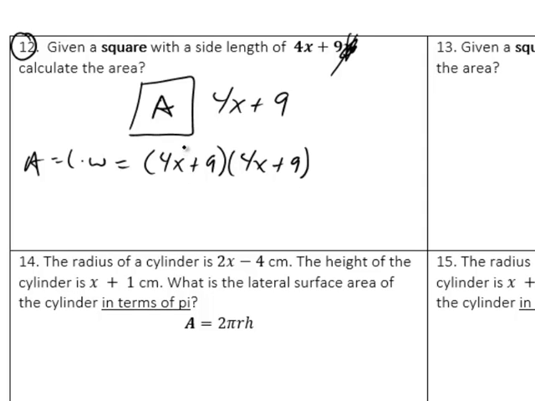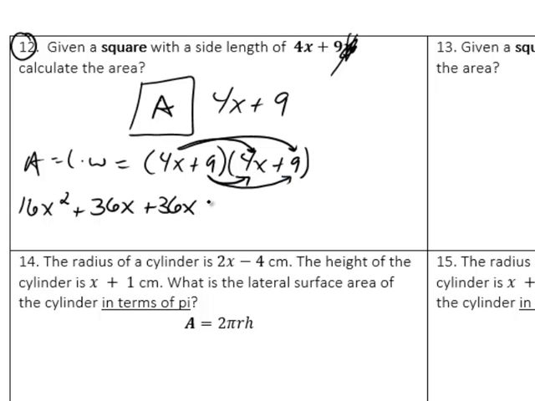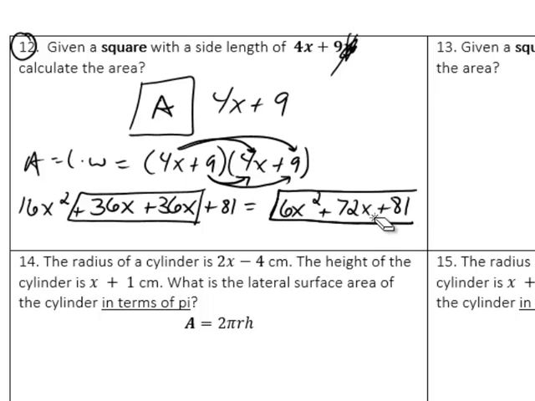So the first term, distribute it into the second binomial. So 4x times 4x, 4x times 9. So 4x times 4x is going to be 16x squared. 4x times 9 is going to be 36x. 9 times 4x is going to be 36x. 9 times 9 is going to be 81. Combine your like terms. So you'll get 16x squared plus 72x plus 81. That's it.